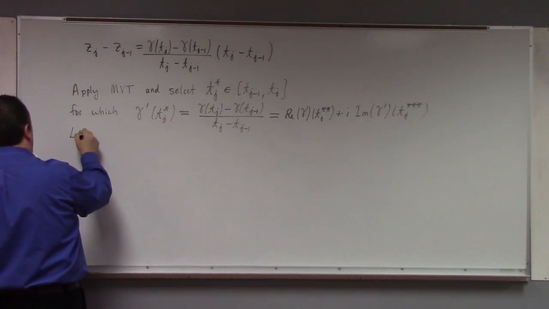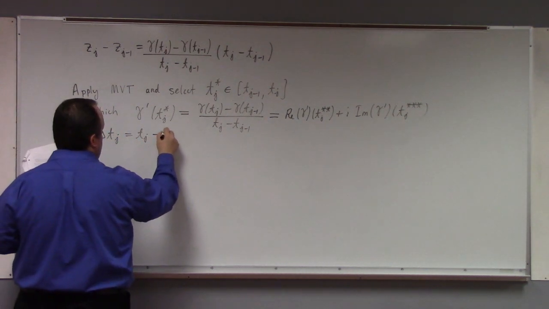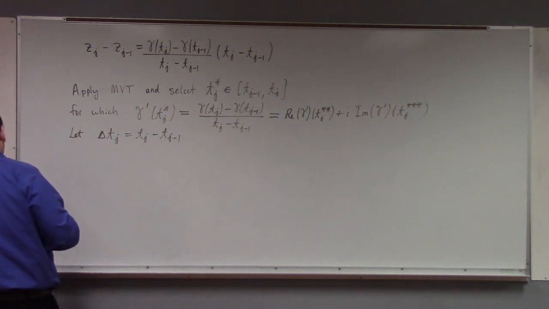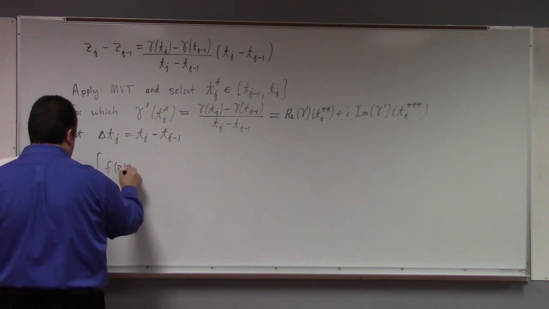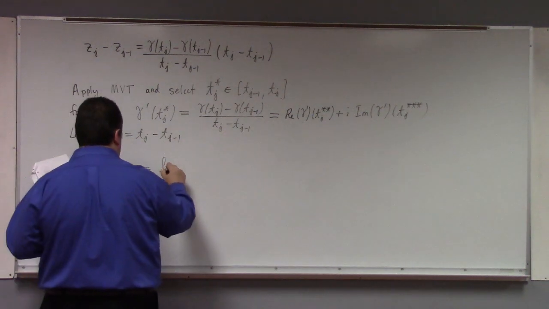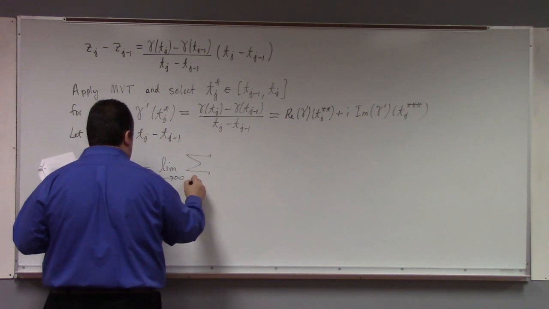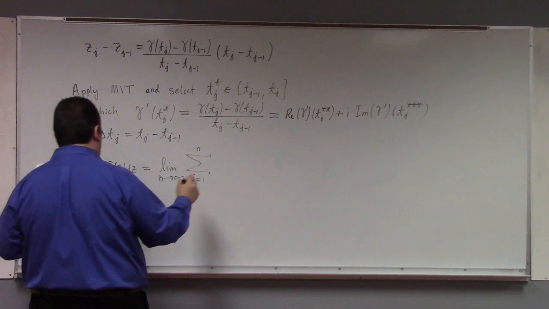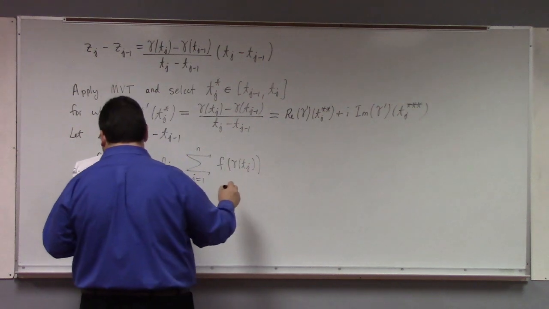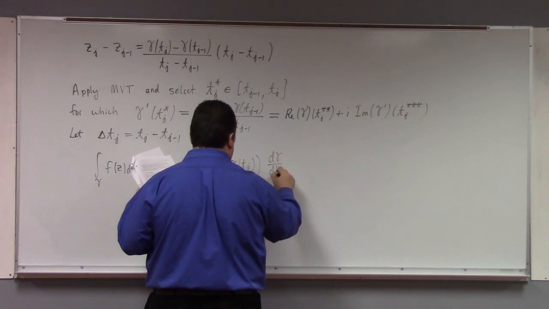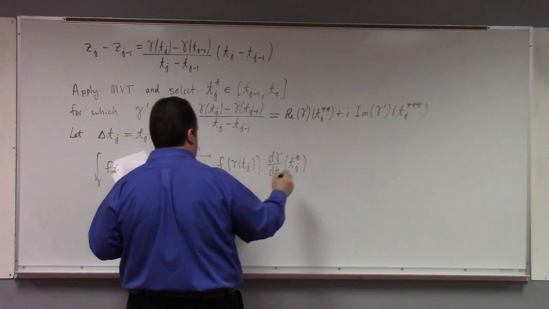Let delta t_j equal t_j minus t_{j-1}. And we obtain the integral over gamma of f of z dz equal to the limit as n goes to infinity of the sum, j equals 1 to n, of f of gamma of t_j times d gamma dt of t_j star times delta t_j.